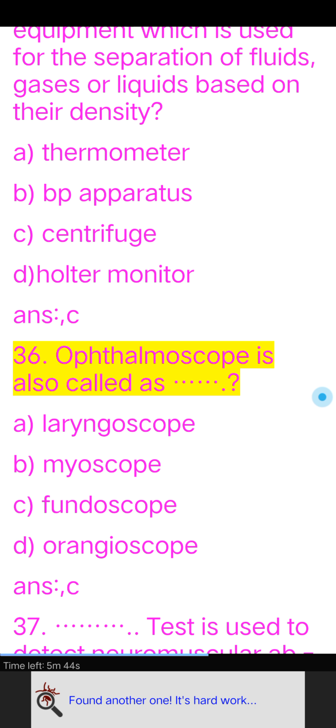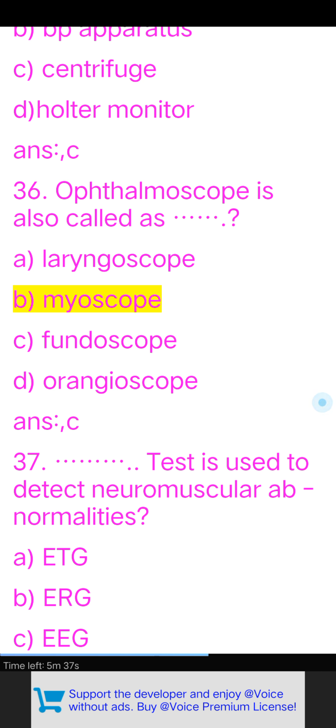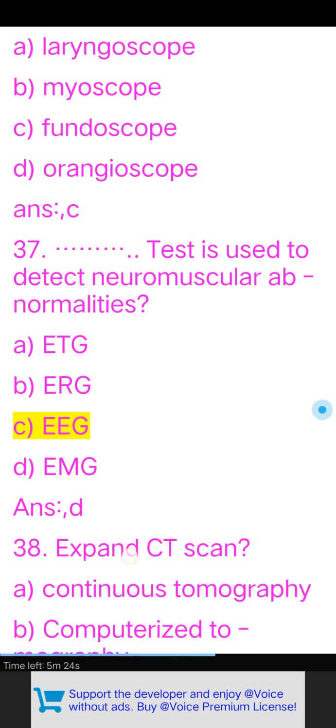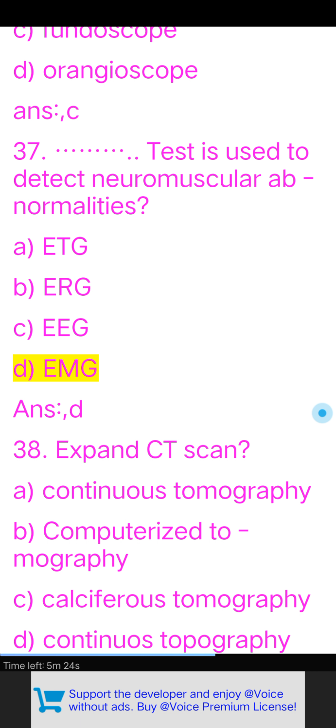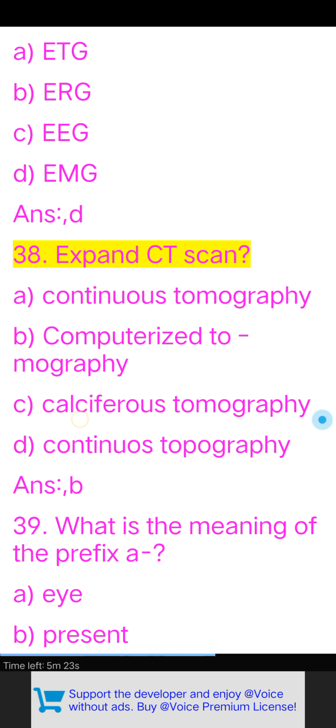Answer: C. 36. Ophthalmoscope is also called as A. Laryngoscope. B. Myoscope. C. Fundoscope. D. Orangioscope. Answer: C. 37. Dash test is used to detect neuromuscular abnormalities. A. ETG. B. ERG. C. EEG. D. EMG.